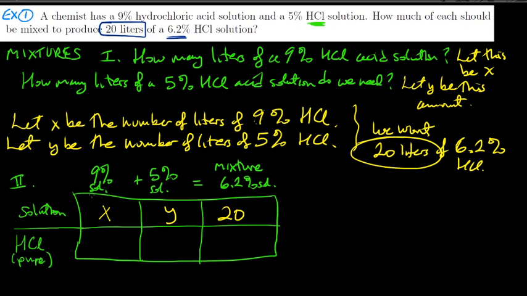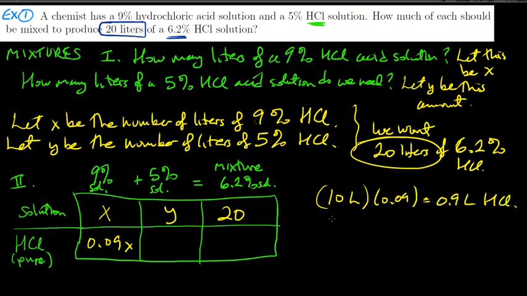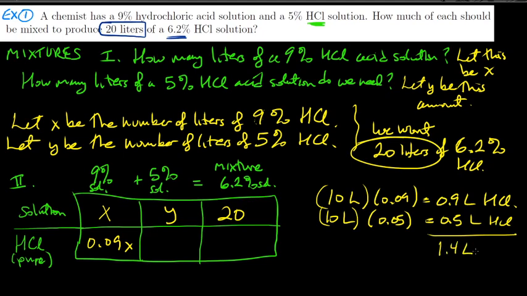Okay, so of the X liters of the 9% solution, how much is hydrochloric acid? 0.09 times X, right? If you have 10 liters of the 9% solution, that gives you 0.9 liters of pure hydrochloric acid. If you have 10 liters of the 5% solution, that gives you 0.5 liters of pure hydrochloric acid. When you add those up, you get 1.4 liters of hydrochloric acid.